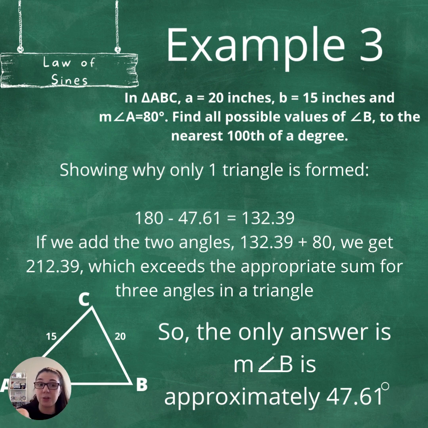So there is only one triangle in this case, and that value then for the measure of angle B would be approximately 47.61 degrees.